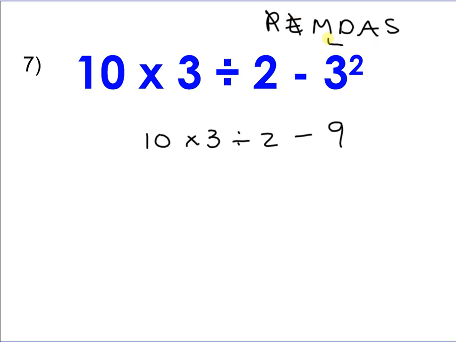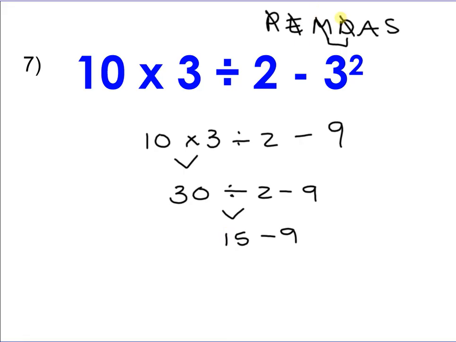I now have multiplication and division in order from left to right. So I have some multiplication right here. 10 times 3 is 30, and I'm going to rewrite the rest of the problem. I also have some division here. 30 divided by 2, which is 15. Rewrite the rest of the problem.